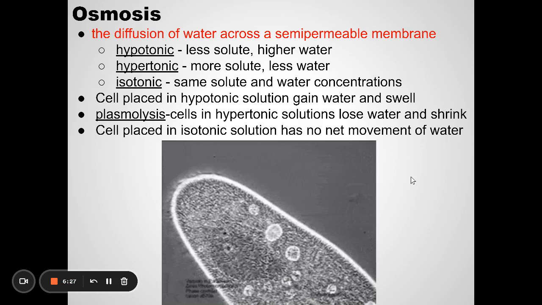If something is hypertonic, it means it has lots of other stuff dissolved in it. There's more solute in this substance, and therefore a lower concentration of water. And then the other term is isotonic. It means equal concentrations.